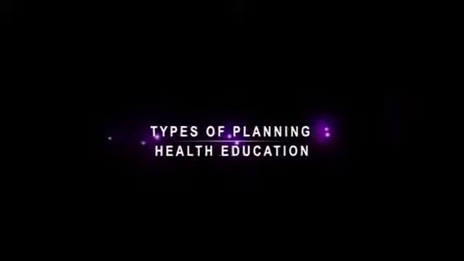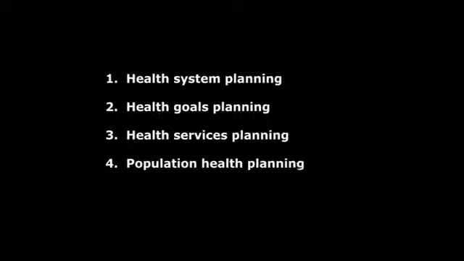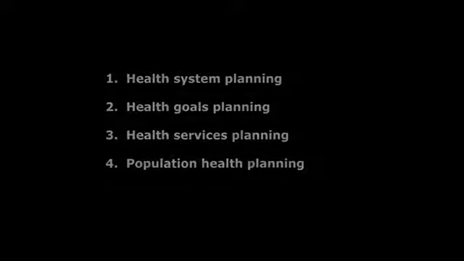After this, we have types of planning, health education. Health planning includes several specific types of planning. They are: number 1, health system planning. Number 2, health goals planning. Number 3, health services planning. Number 4, population health planning. So now we have health system planning.